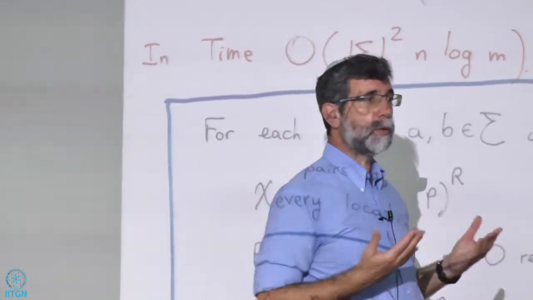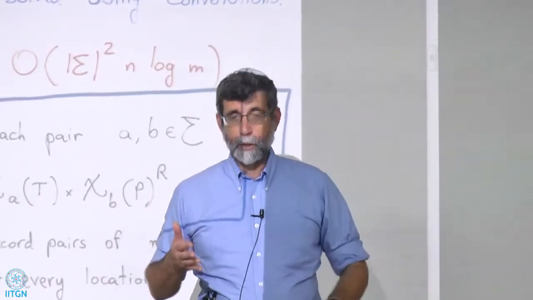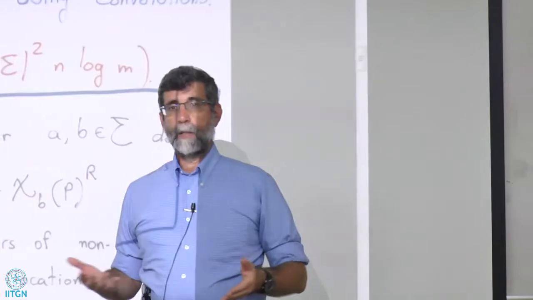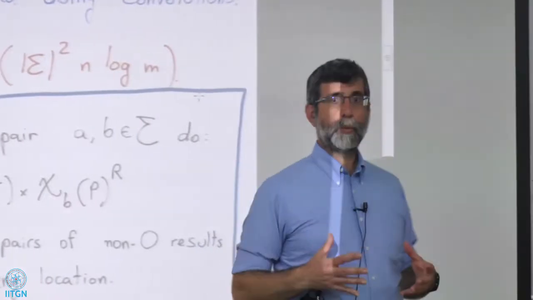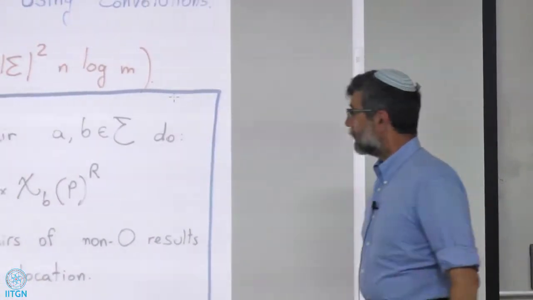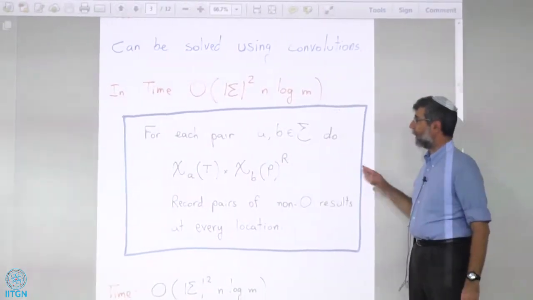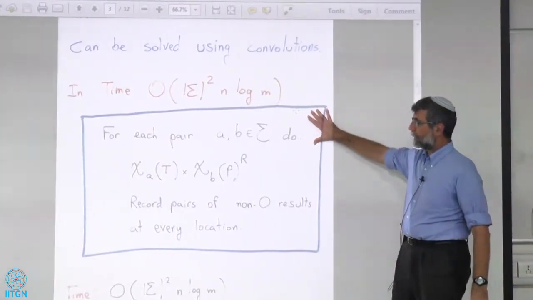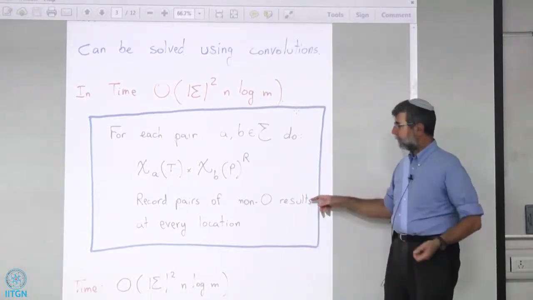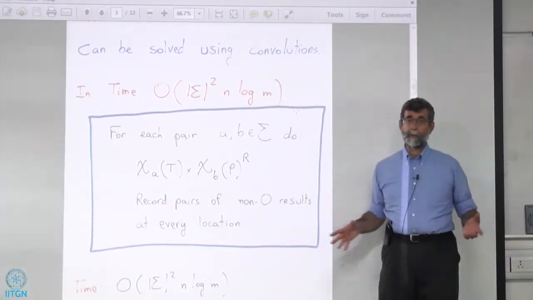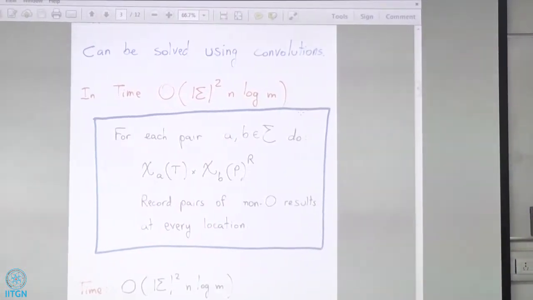So what we're allowed to have is only these pairs AB, such that there are no repetitions in the A and no repetitions in the B. In some sense, it's like a bipartite matching of these things. So that's what we want, and that's the naive algorithm, and its time is O of sigma squared n log n. So for every pair A and B in sigma, that's what we're going to do, chi A of the text times chi B of the pattern. And we're recording the pairs of all the non-zero results in every location. So that's what we're going to do. And then, of course, the time is O of sigma squared n log m.